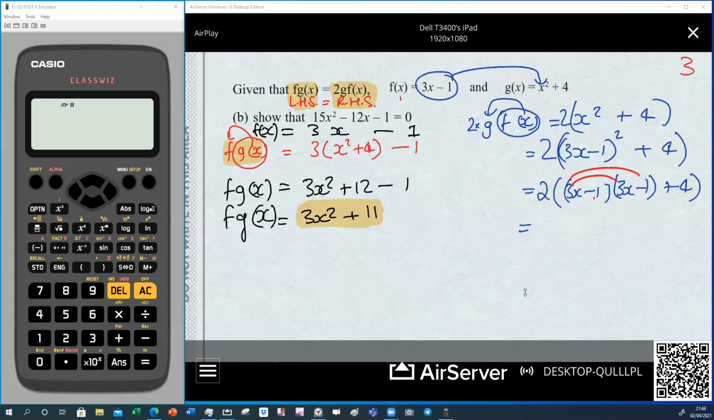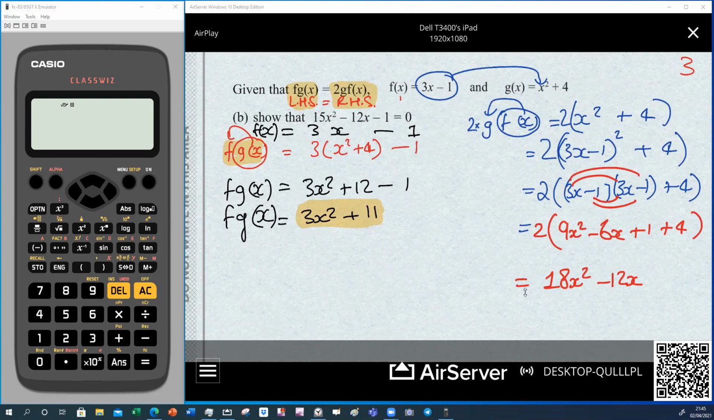Okay. So it's 9x squared. Then 9x squared, take away 3x, and then take away another 3x, which is 6x, and then minus 1 times minus 1 is 1. Add 4. Okay. So if you multiply everything by 2, what do we get? 18x squared, take away 12x, add 2, add 4, which is just 6. Because 1 add 4 is 5, 5 times 2 is 10. Oh yeah, I didn't do that bit.